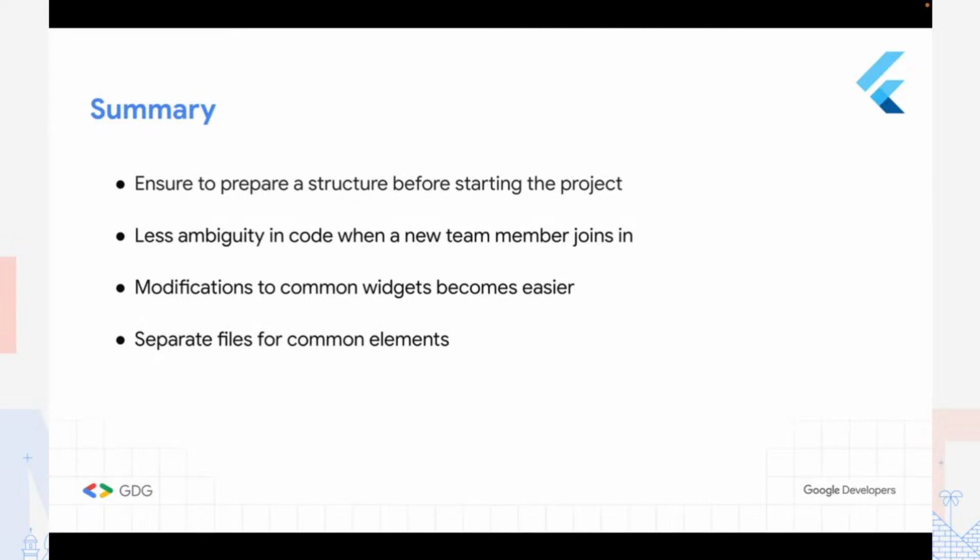So a quick summary. Design systems: ensure to prepare a structure before starting the project. So the first thing before you actually start the project is to have a clear understanding of design systems and a clear structure of how you want your design systems to look, because once you have the files set up, and if you want to keep changing, then that could be a bit inconsistent. So have a clear picture of how you want your design system files to look, and then go ahead and create them.